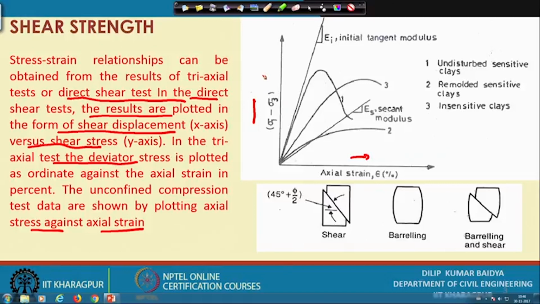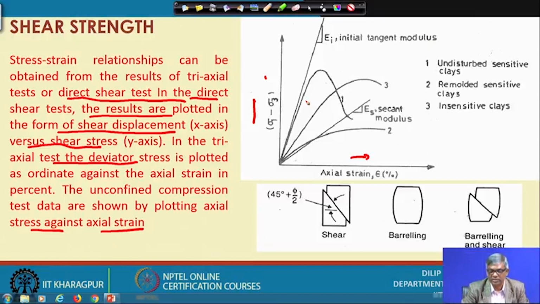Now, this figure presents the stress strain behavior of 3 different soils. The first one is undisturbed sensitive clay. Sensitive clays in undisturbed condition, if you test, will have a prominent peak stress at a very low strain, and this one can typically have a failure like this.